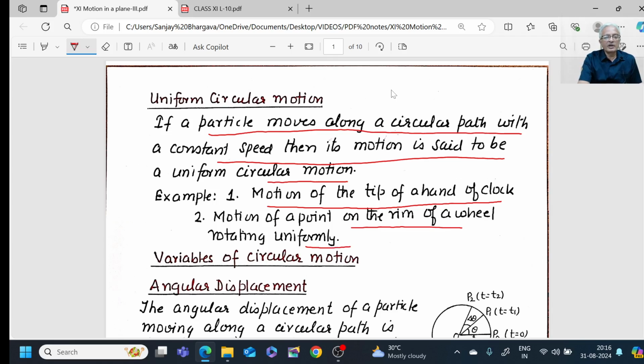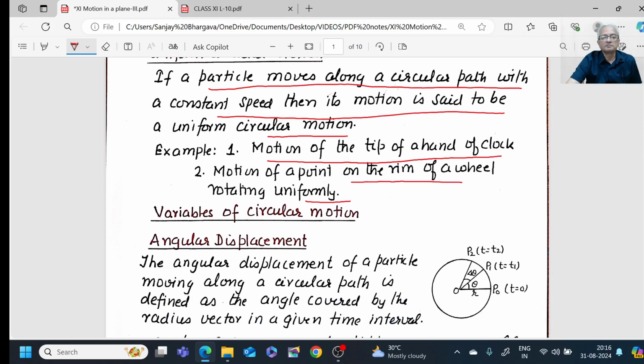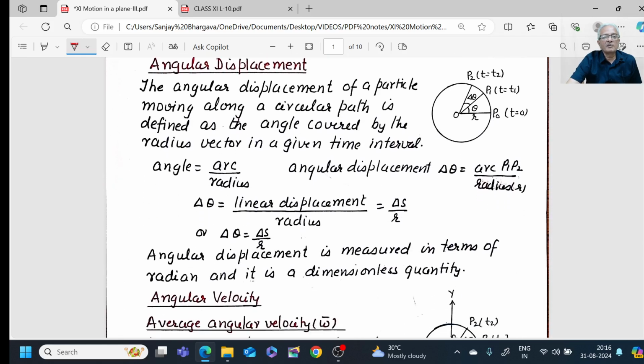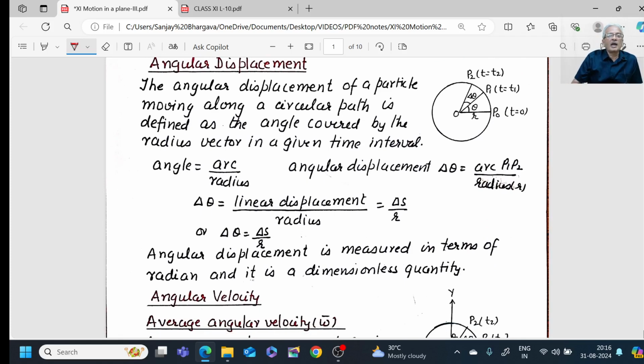We first calculate what are the variables of circular motion. The first variable of the circular motion is angular displacement. The angular displacement of a particle moving along a circular path is defined as the angle covered by the radius vector in a given interval of time.